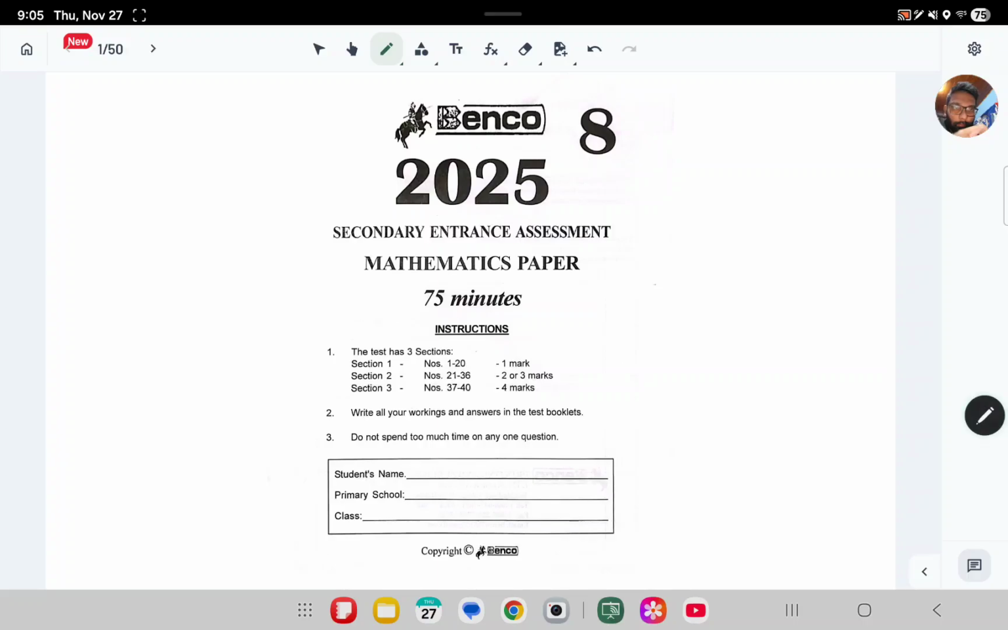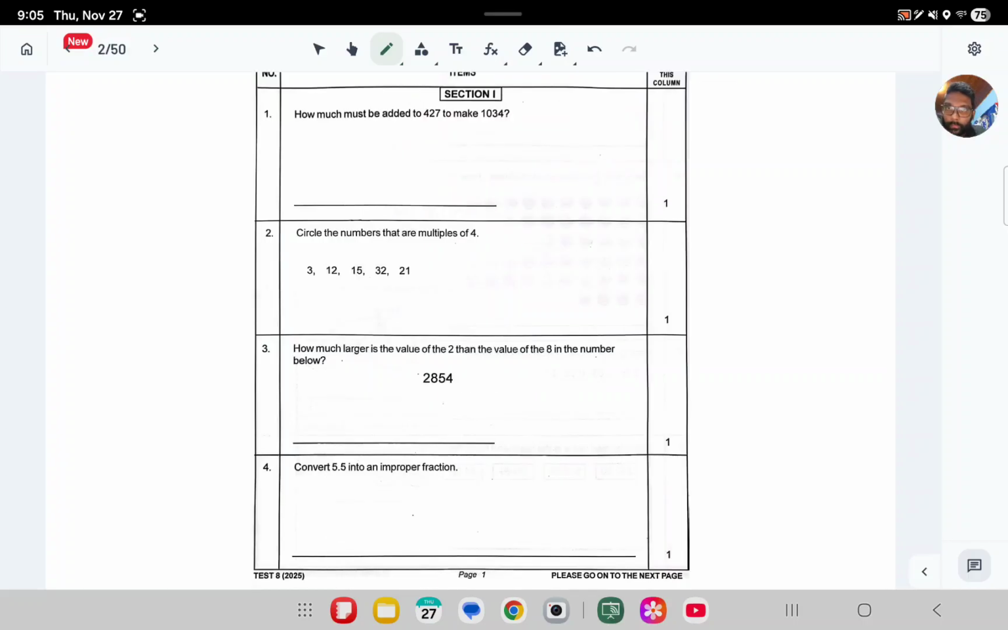All right, so we're looking at Benco 2025, Test 8, Section 1. Jumping right into it, we have how much must be added to 427 to make 1034. So we know some number. So the question states how much must be added to that.